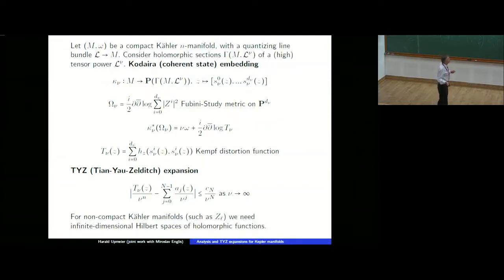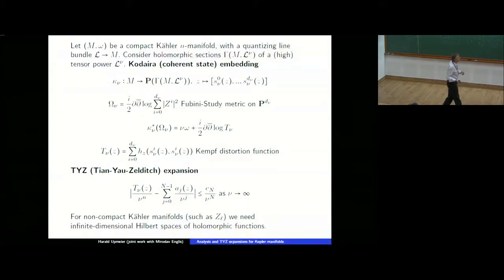The projective space has the Fubini-Study metric of size d sub nu, where d sub nu is the dimension, and you take dd bar log of the inner product on P^n, which is the Fubini-Study metric. So you pull it back via the Kodaira embedding, kappa nu, and it will differ from omega. It will become a Kähler form on M, but not identical to omega, more precisely nu times omega, because you took the power L to the nu. And the difference is the so-called Kempf distortion function.